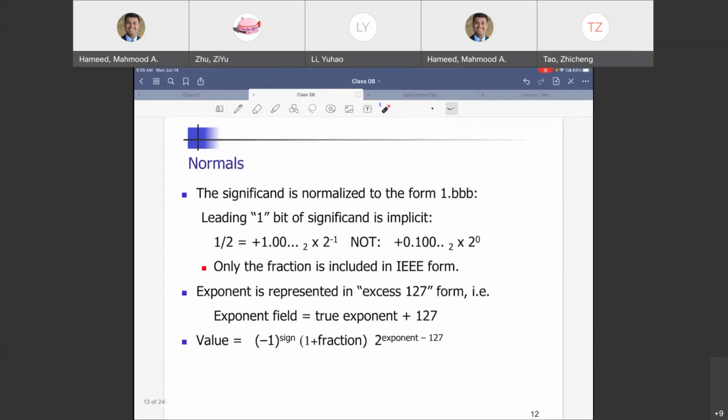All right, so we talked about that. Only the fraction is included in the IEEE form. We talked about this: the exponent is represented in excess-127 format. So whatever you have in the exponent field is actually the true exponent plus 127. We now know why 127 is chosen, but with some examples it'll be very clear. So the value of your number in decimal is going to be -1 raised to sign, so that consumes your sign bit, followed by 1 plus fraction. Fraction is there, add 1 to it, you get the significand. Then 2 raised to exponent minus 127. What goes here? The true exponent goes here. The true exponent is going to be what? Exponent minus 127. So that goes over there.